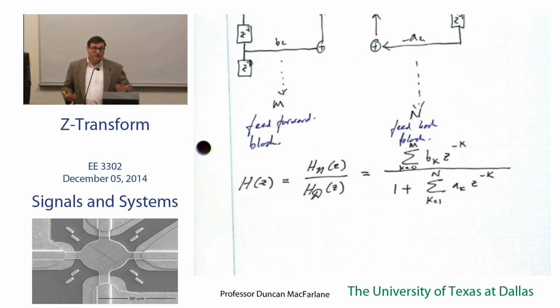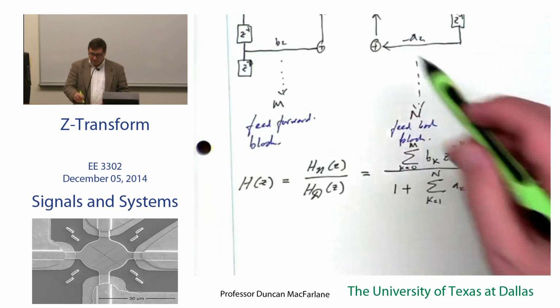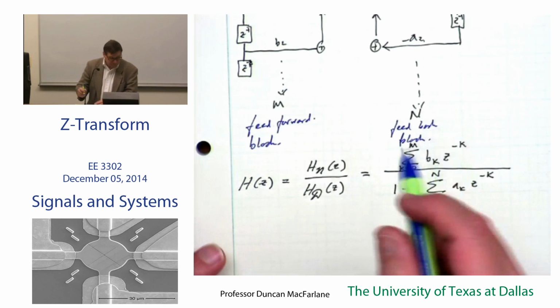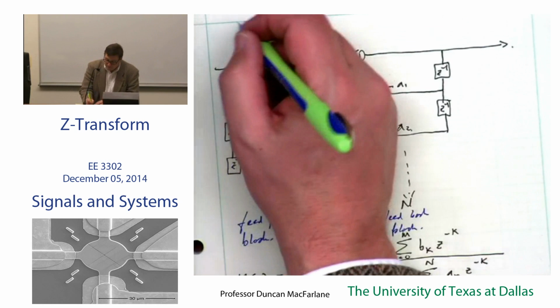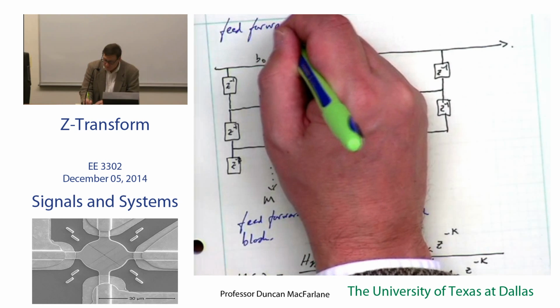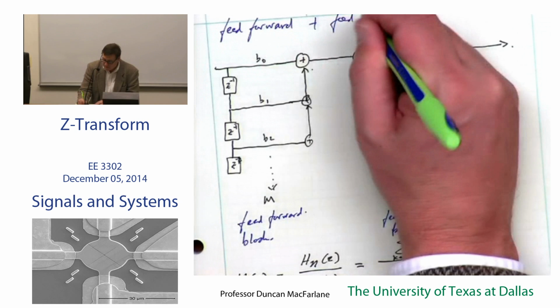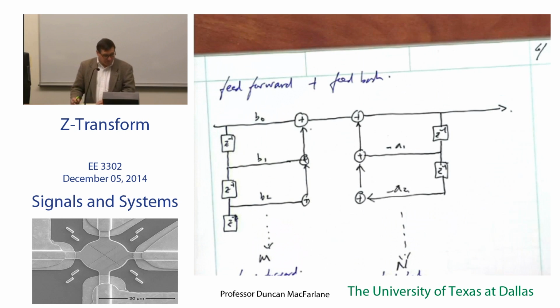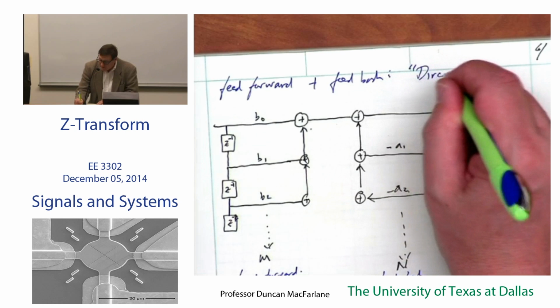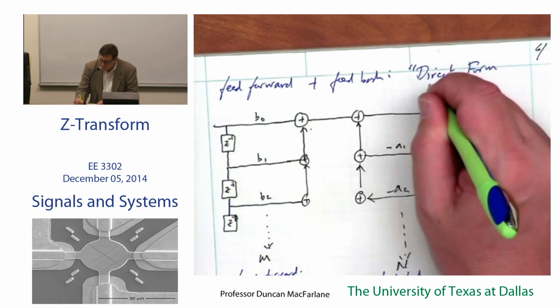So nothing I've done is new. We did the feedback, we did the feed forward, put them together, and now I have a very, very general form of a transfer function. And I've also drawn it, so feed forward plus feedback. And this is called a direct form realization.